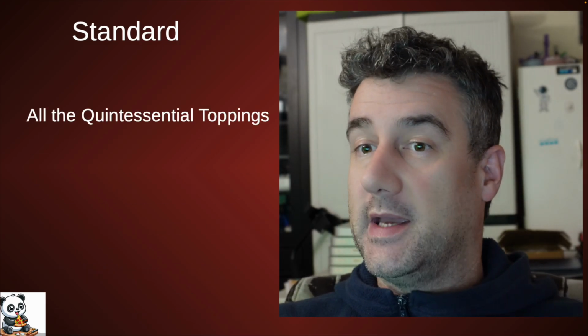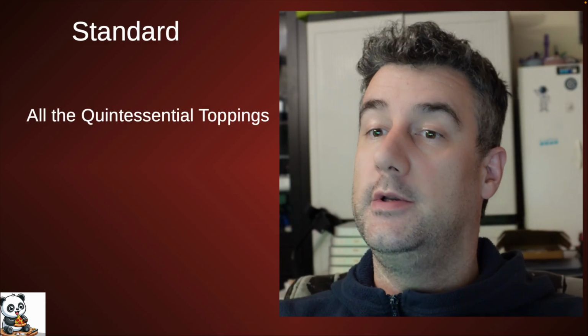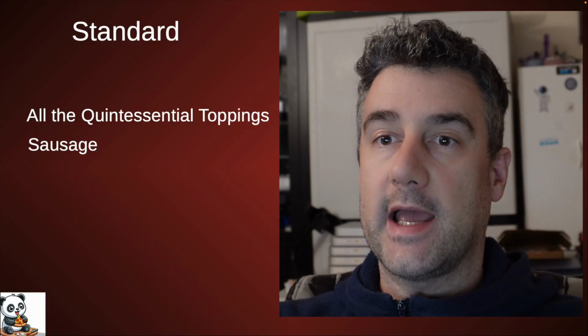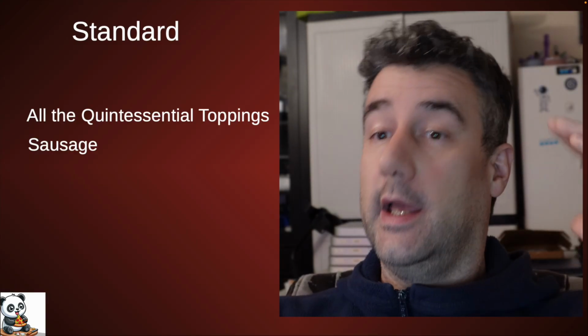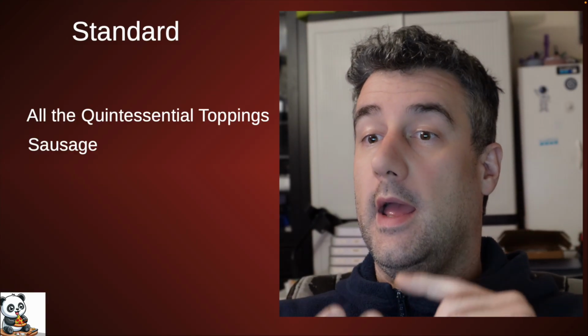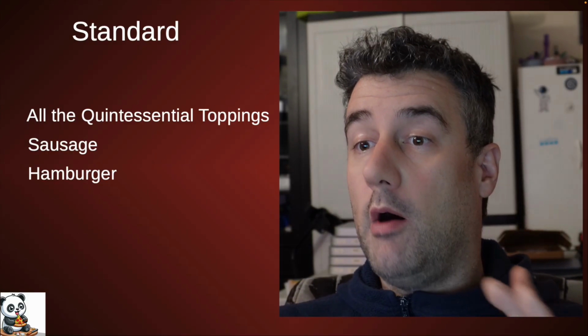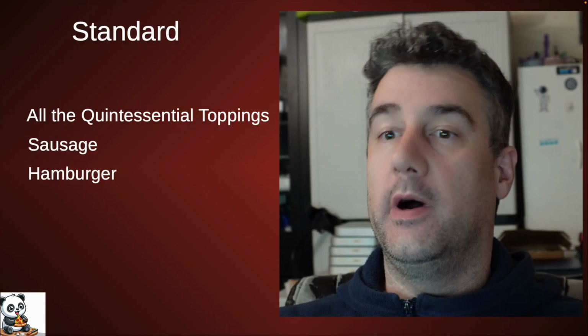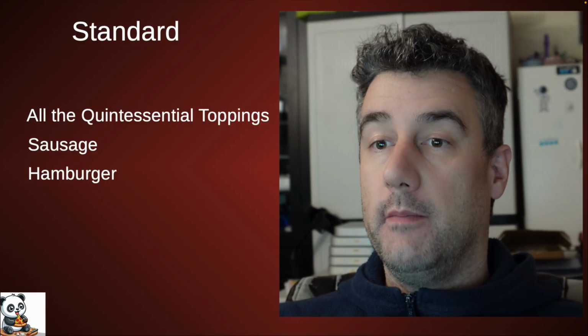Now, your next group is standard. These are all the standard toppings that are normal on a pizza. So the standard toppings include all the quintessential toppings. They also include sausage, other than pepperoni. I know technically pepperoni counts as sausage, right? So you've got sausage, hamburger, basically small meatballs, not an actual hamburger patty. That you can't do, but the little hamburger meatballs.